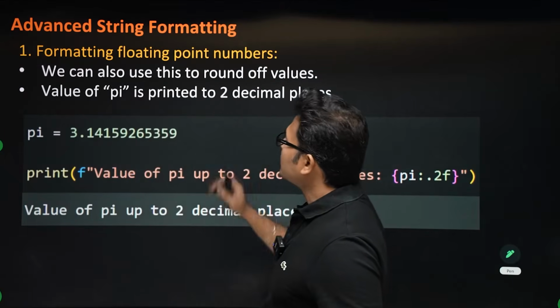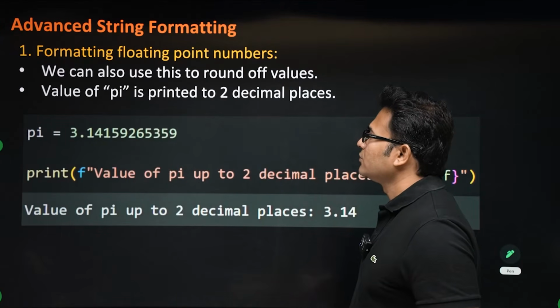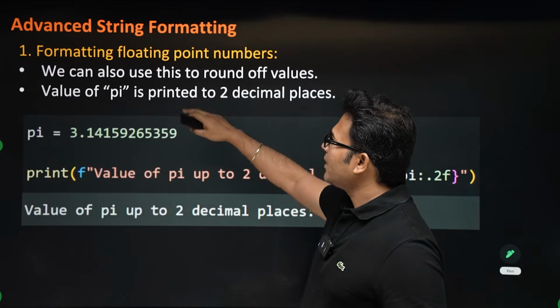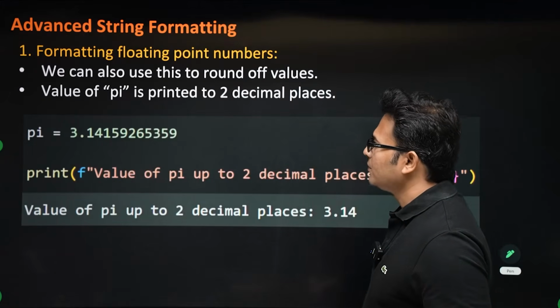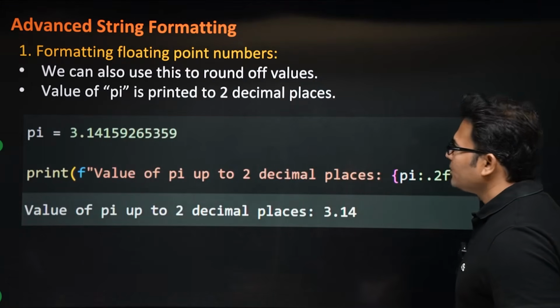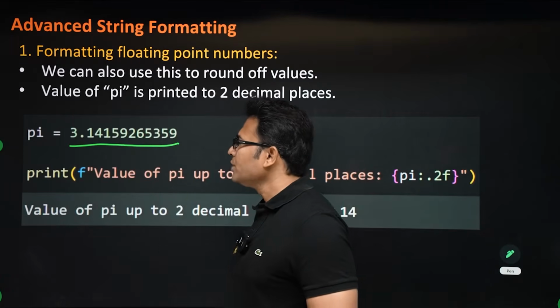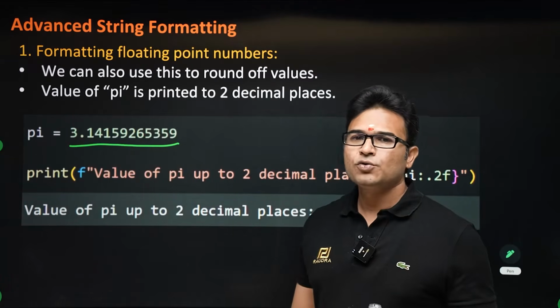Now there are advanced string formatting techniques you can do. Formatting floating point numbers can also be done. Let us say the value of pi is this much, but I want only 2 decimal points. I don't want more than 2 decimal points.